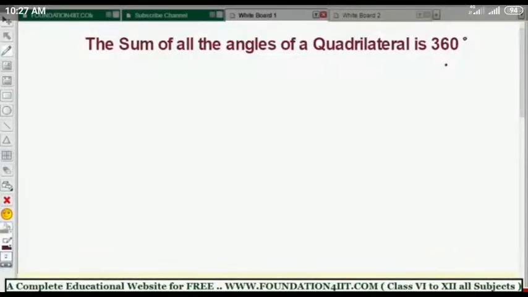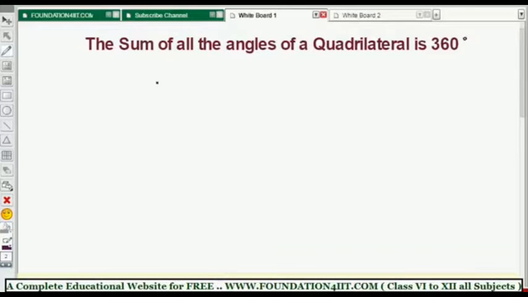Theorems also, how the questions will come based on this concept, like the sum of all the angles of a quadrilateral is 360. So first I will prove this theorem, then using that theorem only I'll show some examples of how the questions will come and we need to solve them, right? So here the theorem statement is: the sum of all the angles of a quadrilateral is 360 degrees.